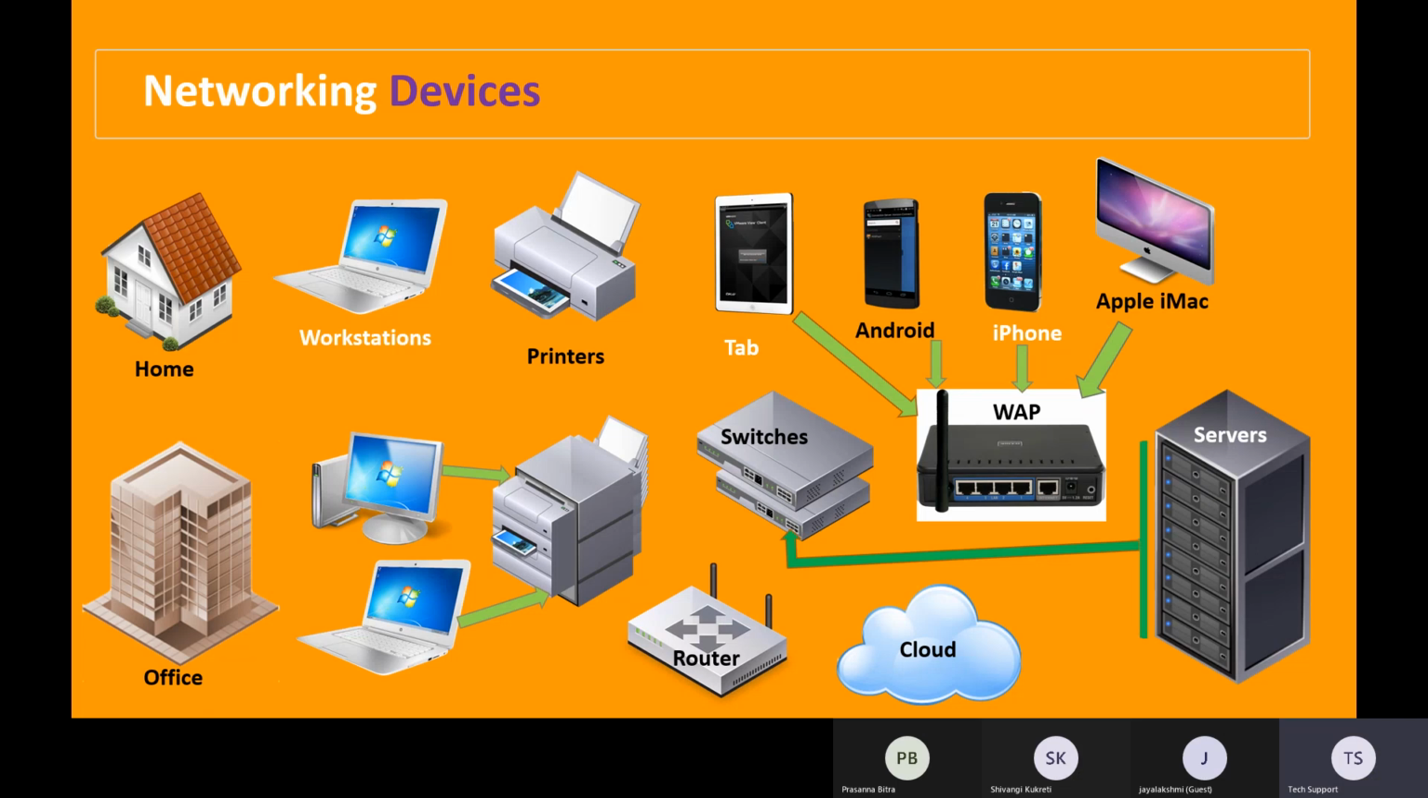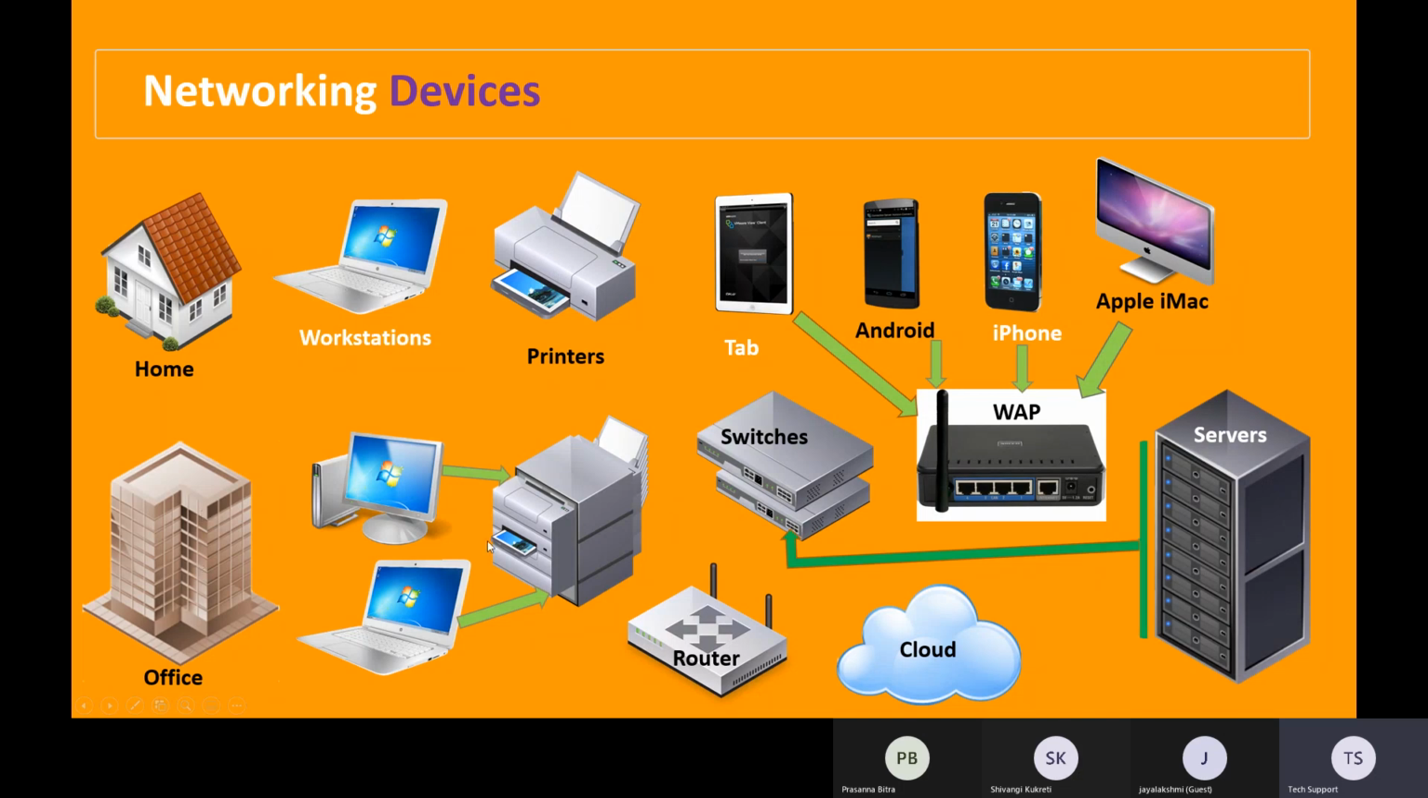Okay, these are the networking devices. Visually, we can understand how the communication works. If you see the first row, I put the home networking devices, and the second row refers to the office networking devices. Normally in our home we use workstations, which can be laptops or desktops, and we can also use a printer in our home systems. Normally home printers are small in size.